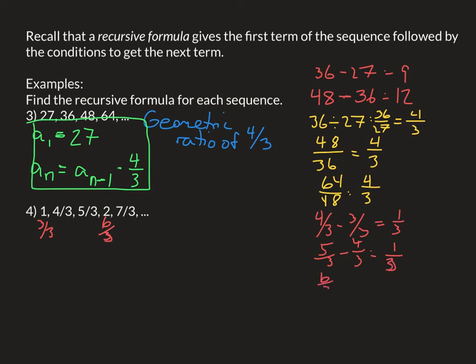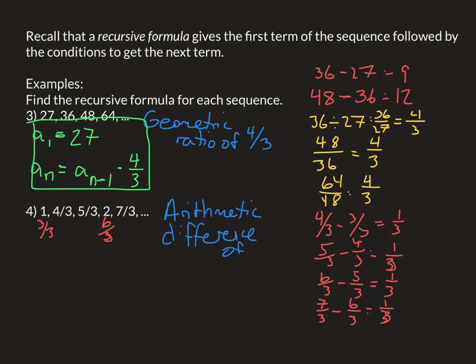How about 6/3 minus 5/3? Indeed, 1/3 again. And then if I do 7/3 minus 6/3, quite right, 1/3 again. So we do have an arithmetic sequence. This one's arithmetic with our common difference of 1/3. We would repeatedly add 1/3.